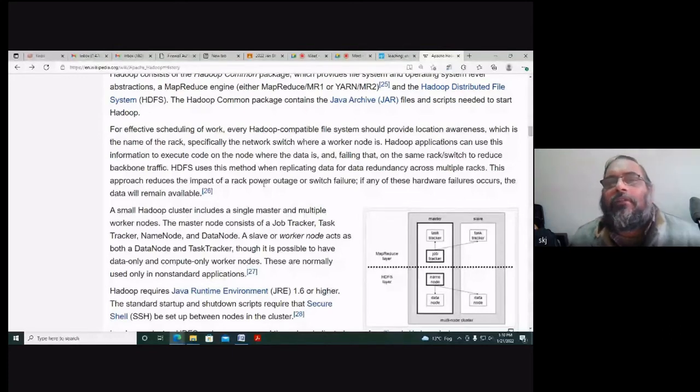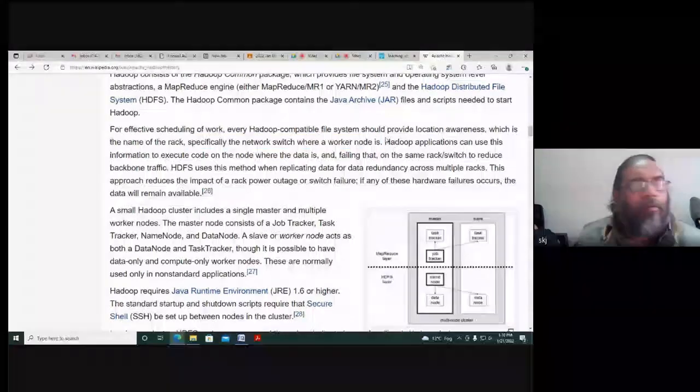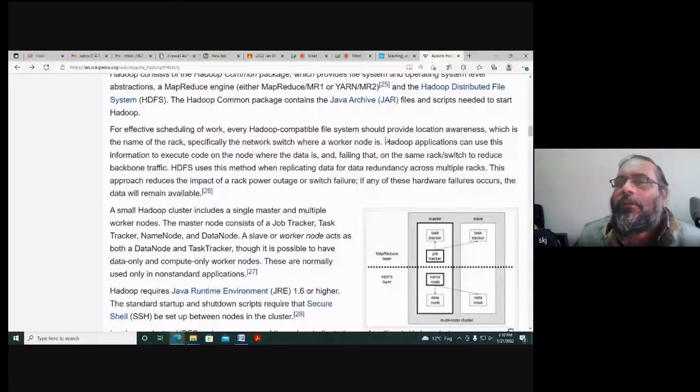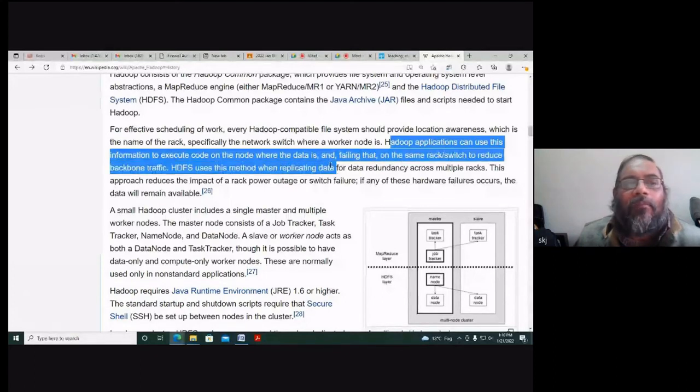Location aware: a Hadoop compatible file system should provide location awareness, which is the name of the rack, especially the network switch where the worker node is. In one rack, we have several worker nodes or machines. Hadoop applications can use this information to execute code on the node where data is, and failing that, on the same rack switch to reduce backbone traffic.